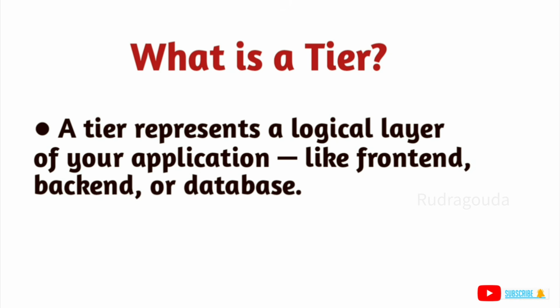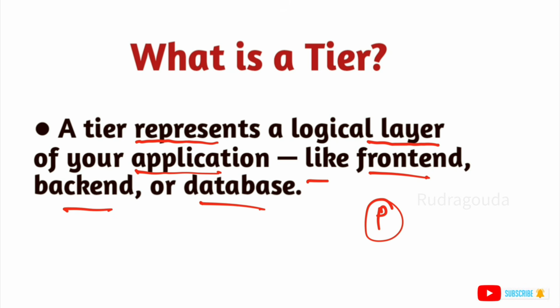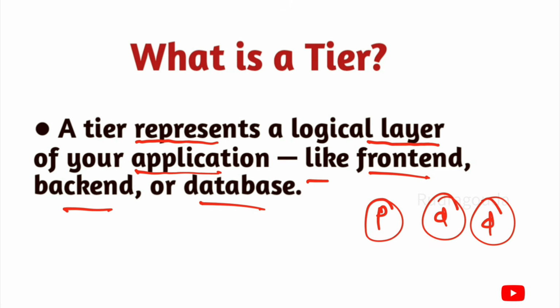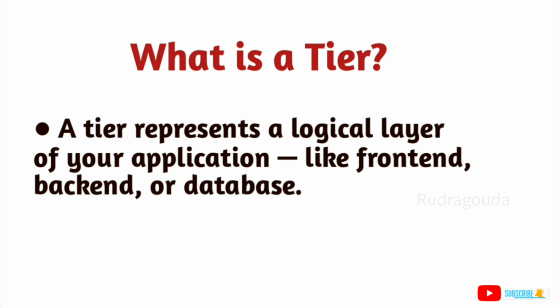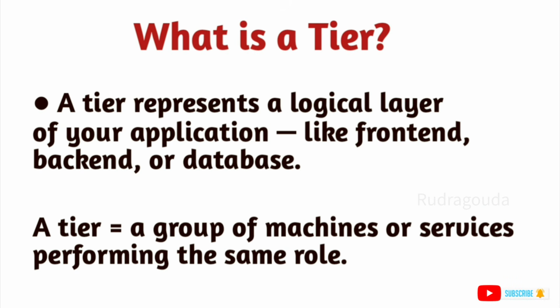So let's understand the definition. A tier represents a logical layer of an application, like a front end, back end, and database. That's what I said: payment related service, database related, or delivery related. So just remember the Zomato app so that it will be easy for you. In simple words, a group of machines or services performing the same role.